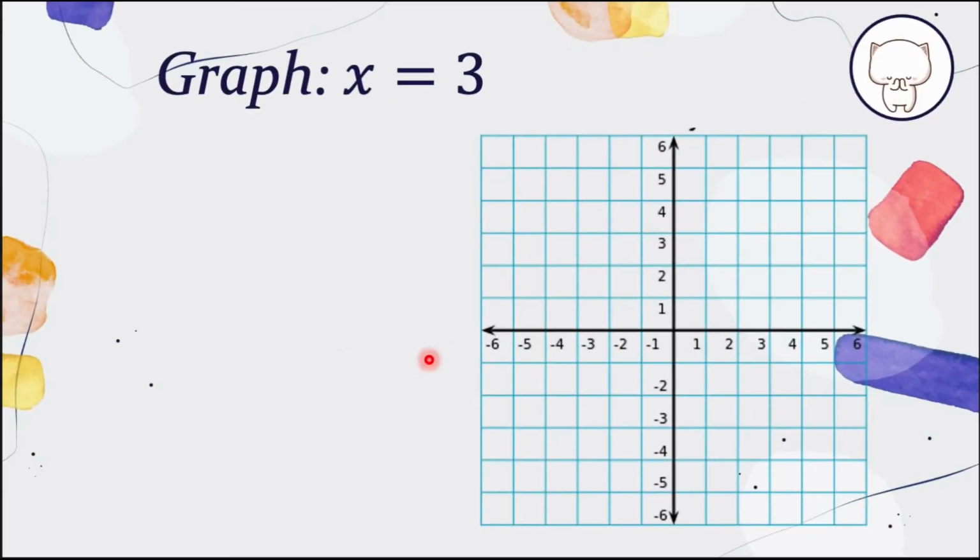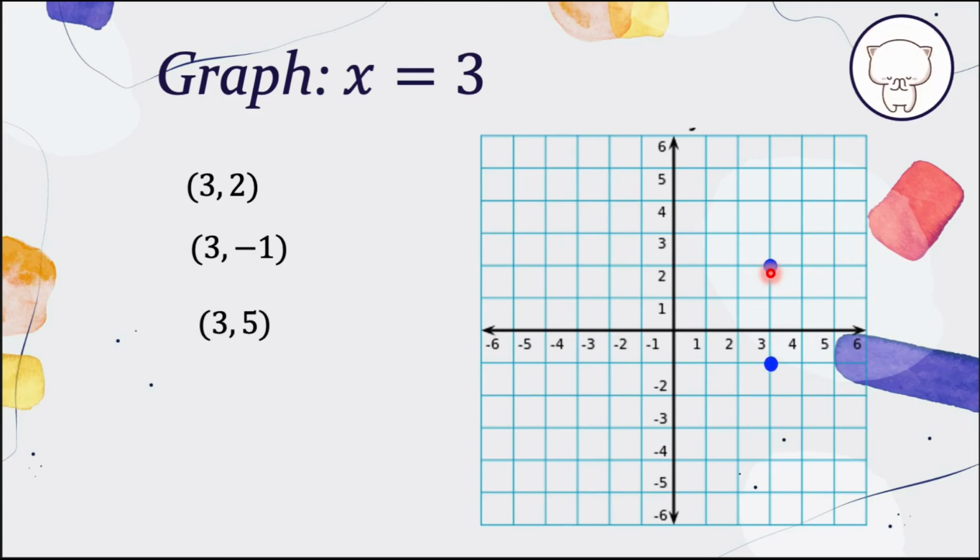Next one is to graph x is equal to 3. As you can see, we only have x and we don't have y. So it means that any point will do as long as the value of x is 3. Therefore, I can have (3, 2). I can also plot this point. As you can see here, it's on the first quadrant. I can also have (3, -1), so it's on the fourth quadrant.